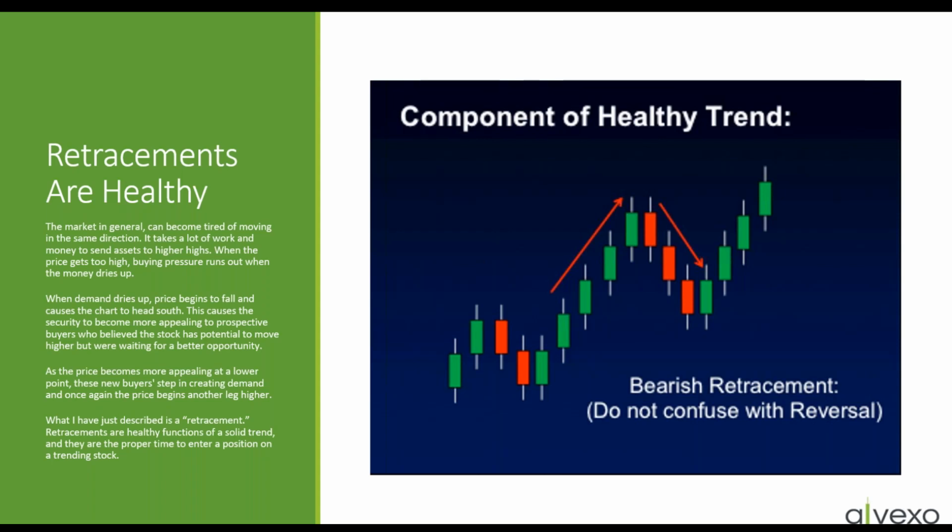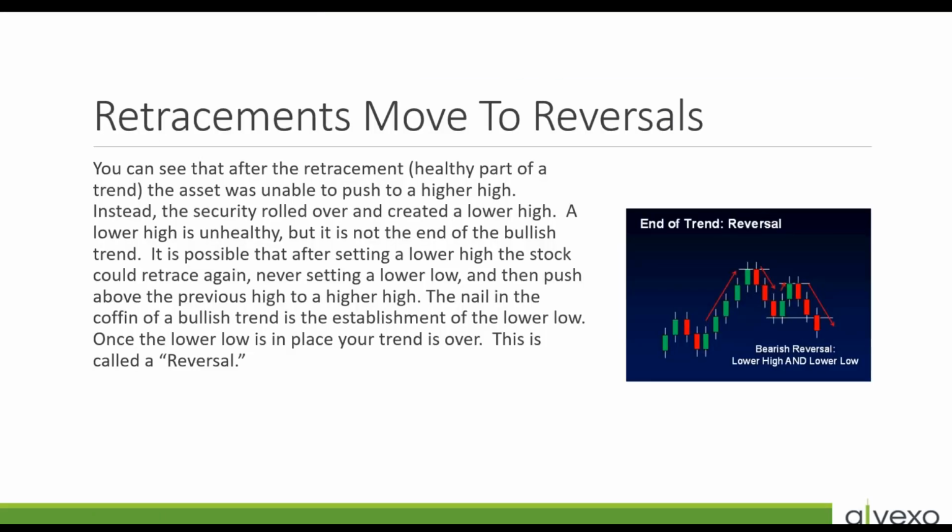When demand dries up, price begins to fall and causes the chart to go south. This makes the security less appealing to prospective buyers who believe the stock or the asset has the potential to move higher, but are waiting for a better opportunity. As the price becomes more appealing at a lower point, these buyers jump back into the markets and recreate that demand. And what I just described is a retracement. It's really the basic fundamentals, but this is a good, solid explanation for it.